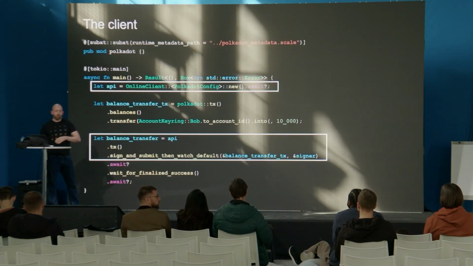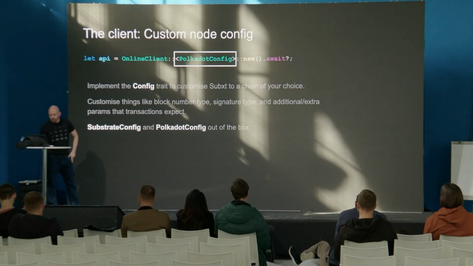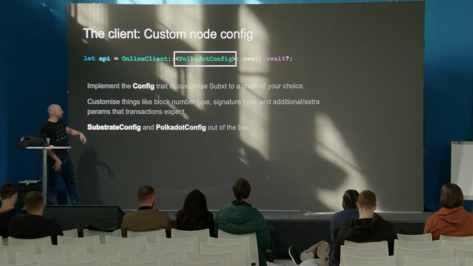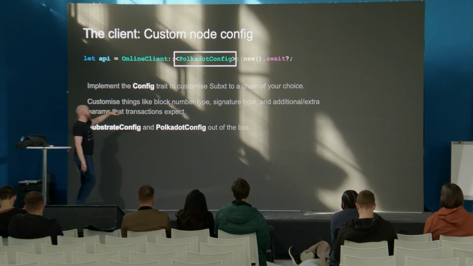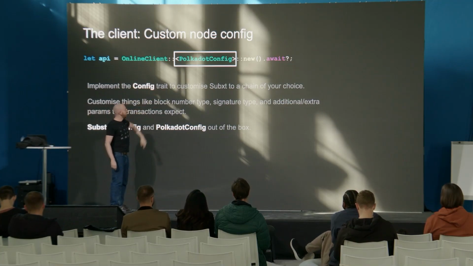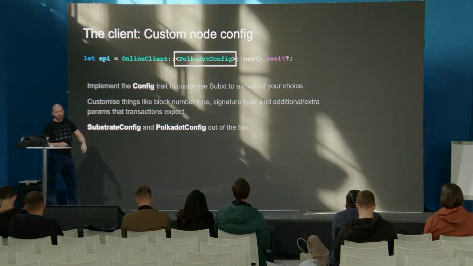So first off, I'm going to talk about the client itself. The client is the thing that you create at the top and then submit things to. All of the examples I've shown you so far have been submitting stuff to Polkadot, so they've got this Polkadot config thing. But if you want to talk to a parachain or the default Substrate node or whatever else, you can tweak that config.